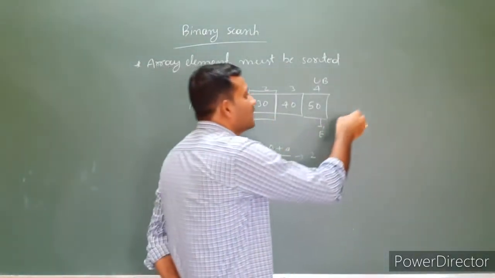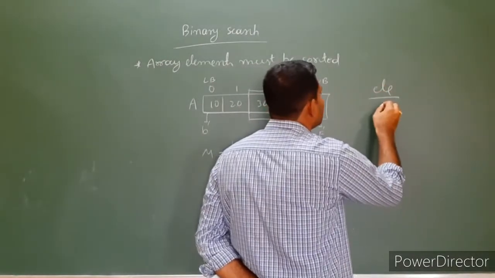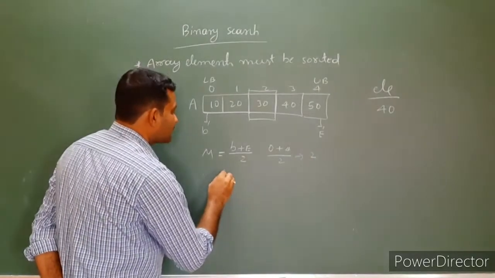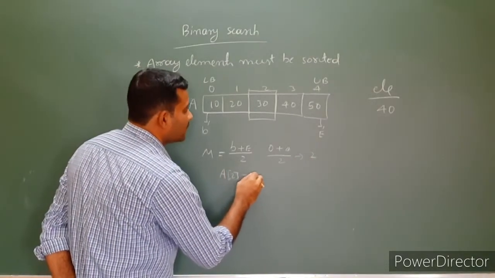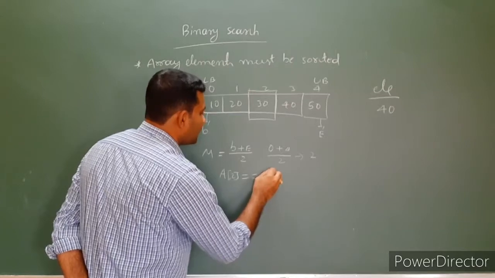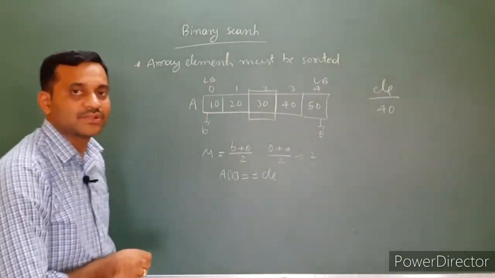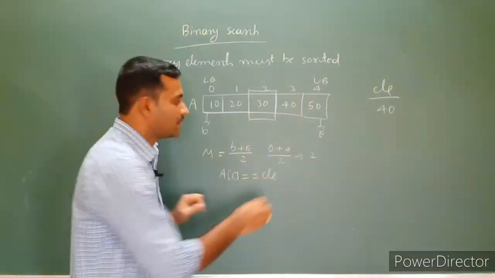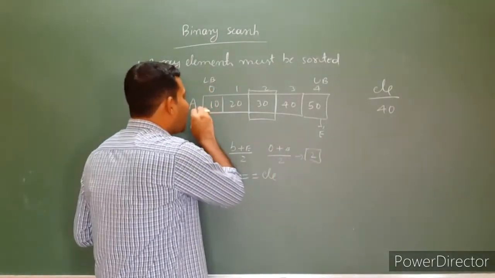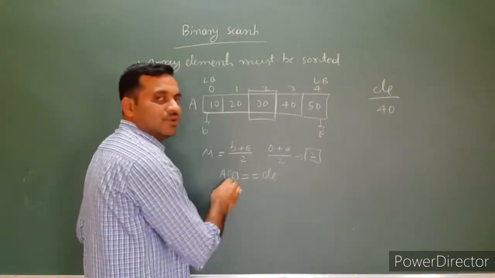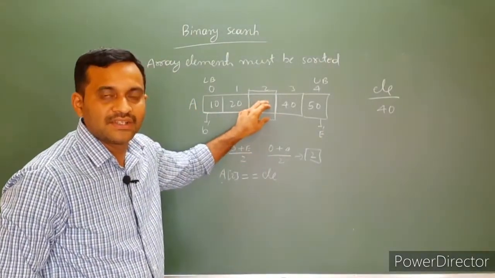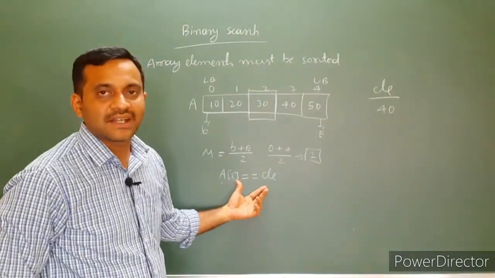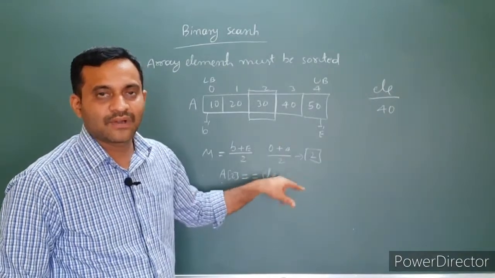After reading the array elements, we also read the searching element. Assume that the searching element is 40. We have to access the a of 2 element, that is, compare it with the searching element. Based on beginning and end values, we find the middle element. Here 2 is the middle element. Using array of mid, we access the element. The middle element is compared with the searching element. If the searching element is found, we say the element is found at that position.